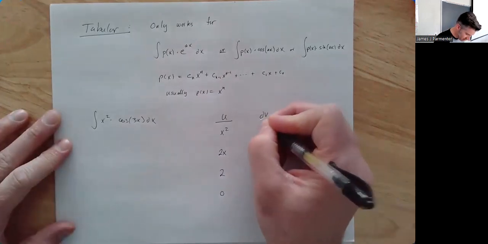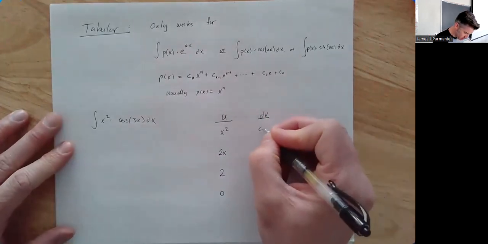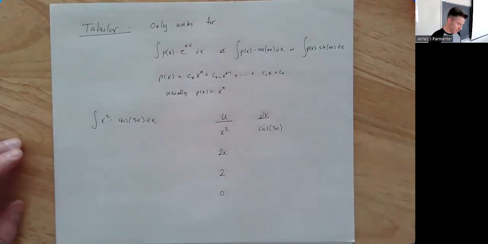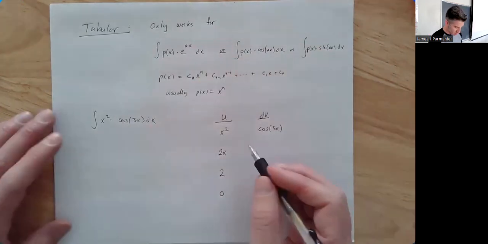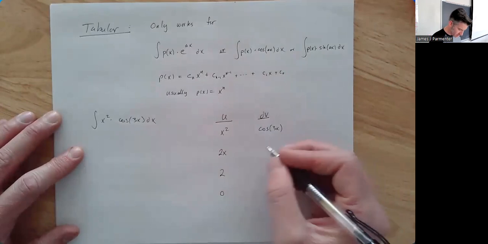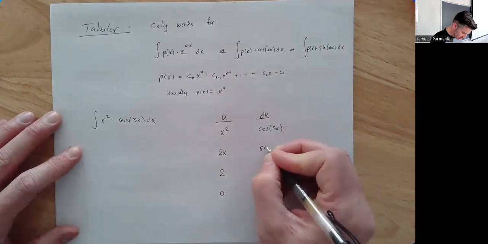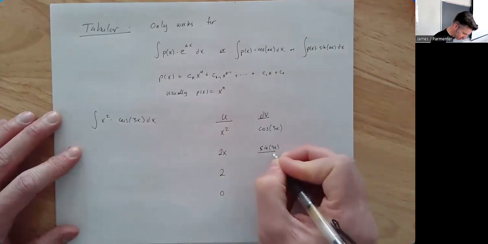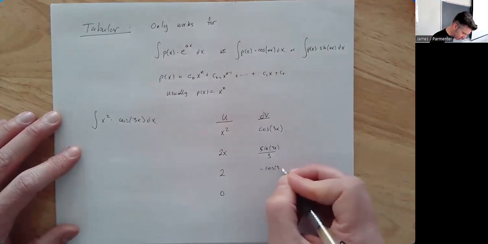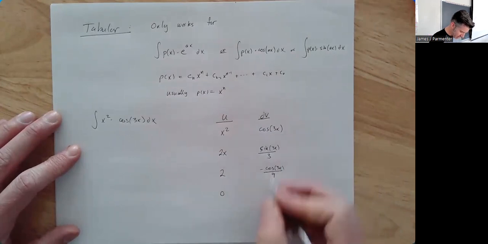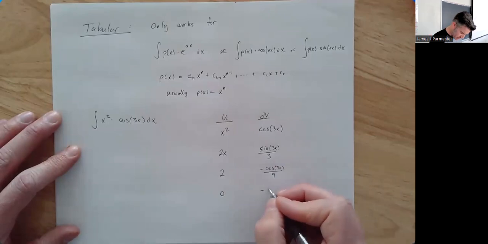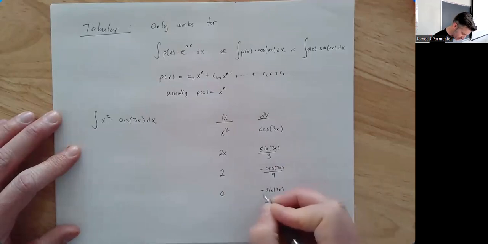So then dv is the rest. It's cosine of 3x. I'm not going to write the dx, because we usually don't need it this way. And then I'm going to anti-differentiate on that column. The antiderivative of cosine of 3x is sine of 3x divided by 3. The antiderivative of that is negative cosine of 3x divided by 9. And the antiderivative of that is negative sine of 3x divided by 27.